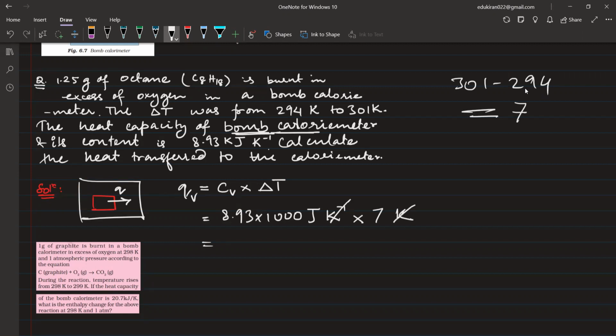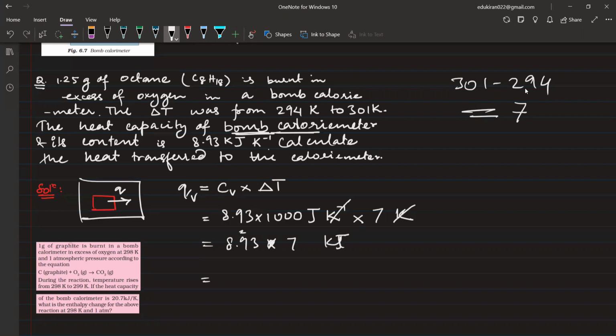So Kelvin and Kelvin will cancel each other. I think there is no need to convert this. So you will have 8.93 into this, which will be just kilojoules into 7. 7 threes are how much? Tareef, keep your mic on.